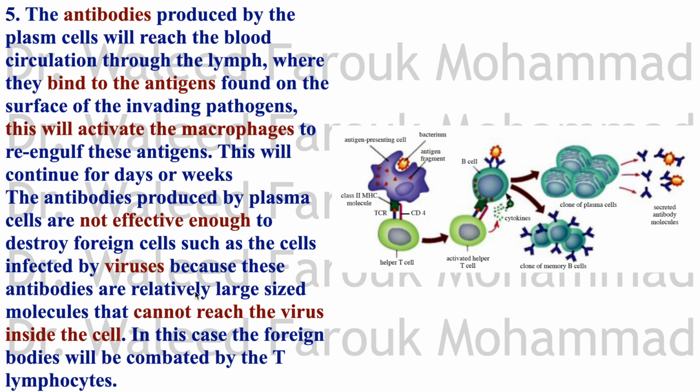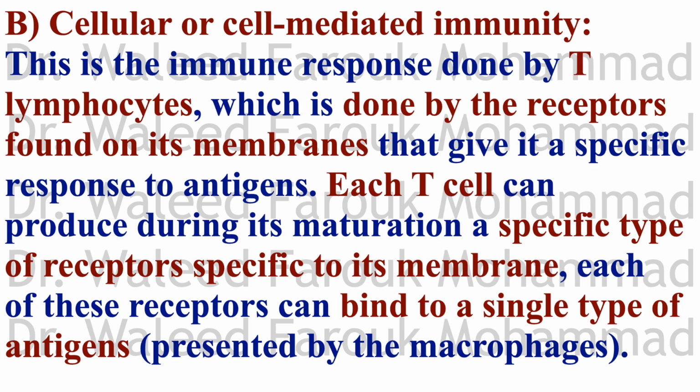عشان كده الفيروس بياخد دورته inside the cell ومفيش حاجة بتقدر تقتله. In this case, the foreign bodies will be combated by the T lymphocytes. طيب شفنا الهيومرال immunity اللي هي done mainly by B lymphocytes. ايه بقى cell mediated immunity? This involves T lymphocytes. T lymphocytes عليها receptors found on its membrane.